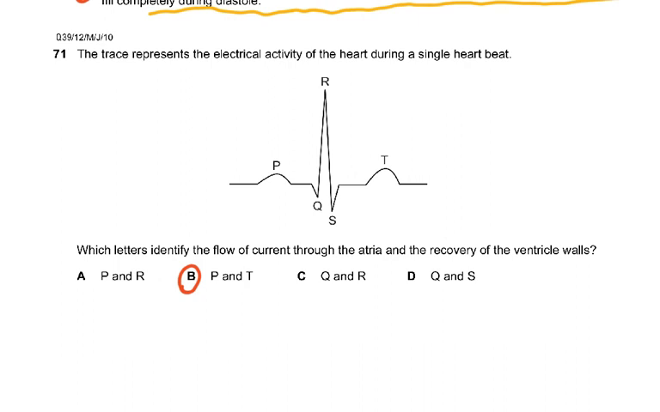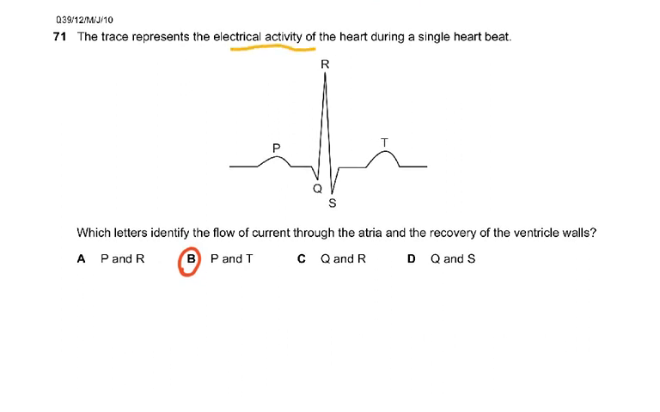Question 71. The trace represents the electrical activity of the heart during a single heartbeat, PQRST. Which letter identifies the flow of current through the atria and the recovery of the ventricle walls? Of course you can see P would be this one, which is at the beginning of the heartbeat, and the ventricular walls would be the end of it, because of the recovery of the ventricle walls. The cardiac cycle involves what? First the atria contracting, and then of course the ventricles filling up, and then the ventricles contracting and pushing the blood out of the ventricles. So it was P and T.